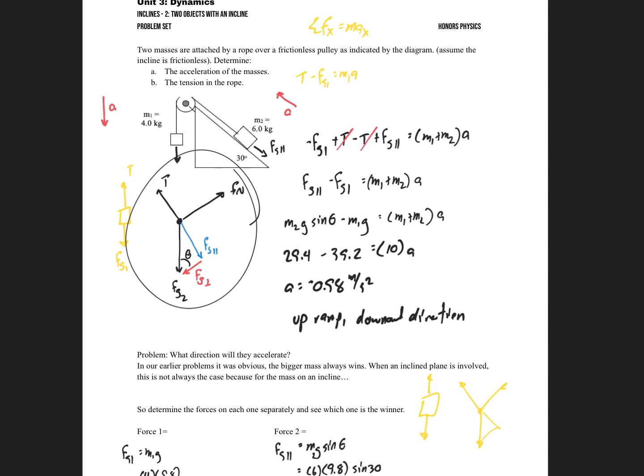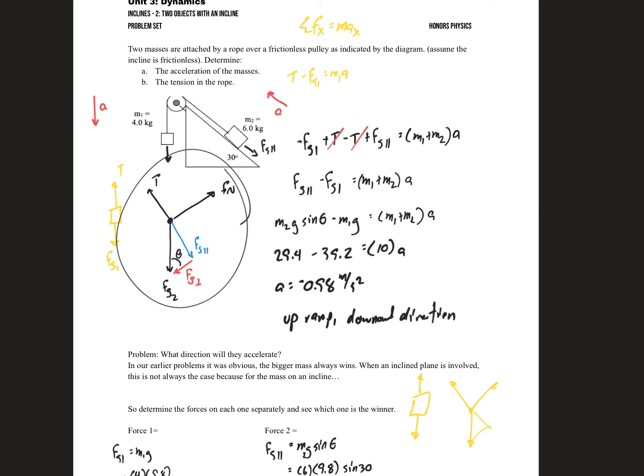The way we ask the question, the acceleration of the masses, we tend to want to use the magnitude of this value here. So we would say the acceleration of the masses is about 0.98 meters per second squared, and then you would have to indicate whether you're talking about up the ramp for mass 2 or downward for mass 1.